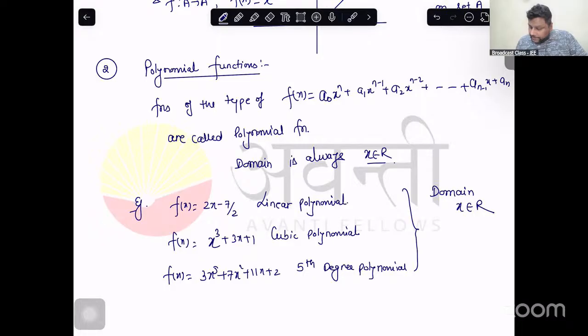Correct. And range is what? Range is also R. All the odd degree polynomials, their range is also R. Understood?